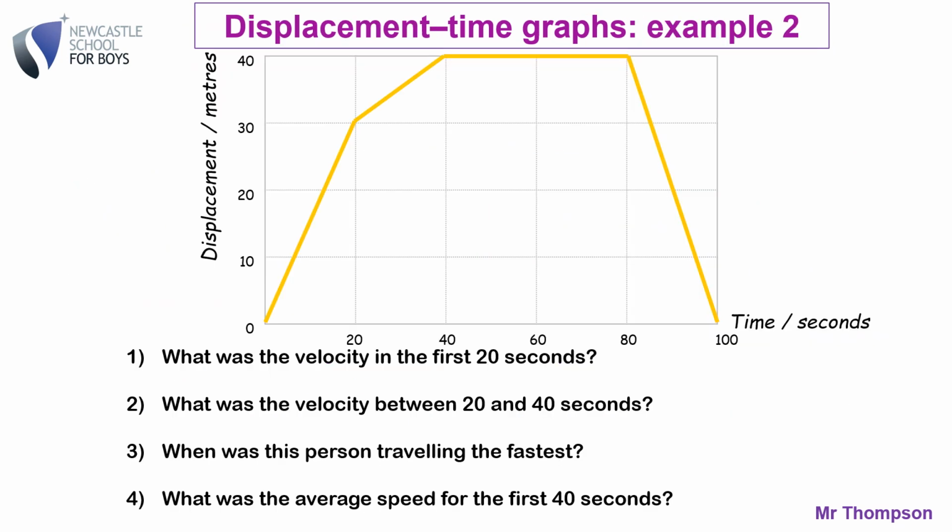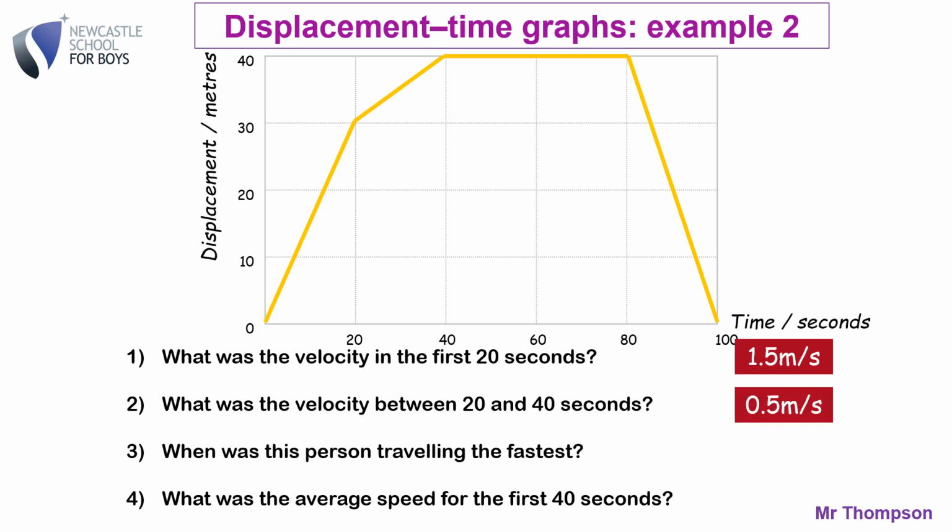Okay, here's another example, just to make sure you've got it. You don't need to write this one down, I don't feel. What was the velocity in the first 20 seconds? Well, it travels 30 meters in 20 seconds, so that's 1.5. We're assuming going that direction is positive. What was the velocity between 20 and 40? Between 20 and 40, it travels 10 meters in 20 seconds, so that's 0.5.